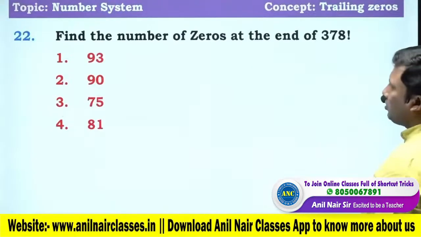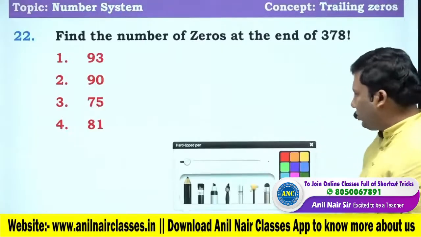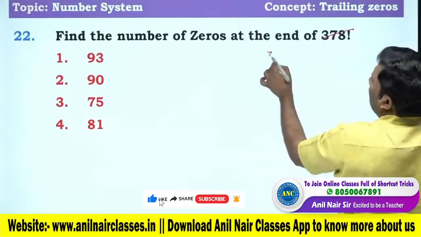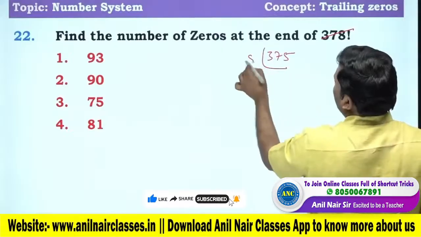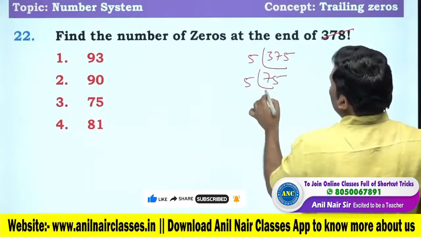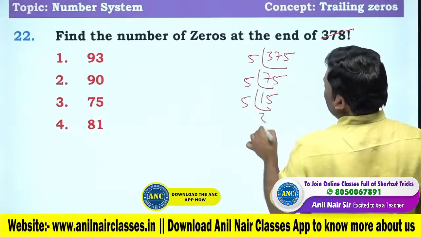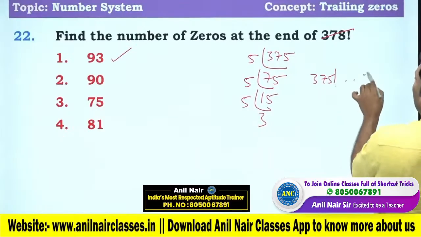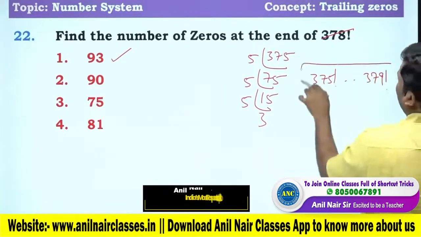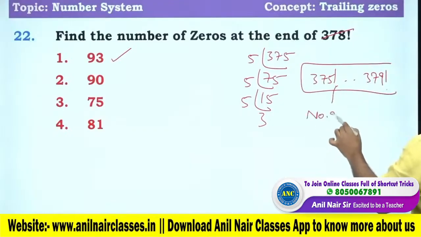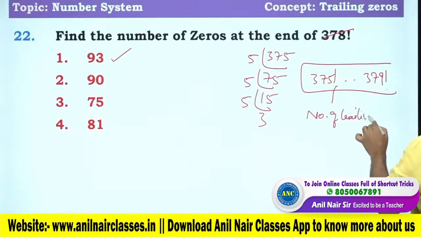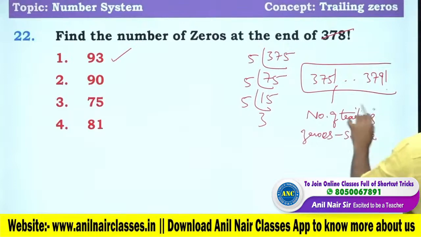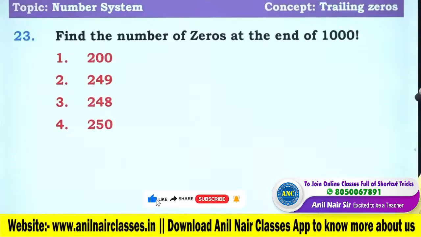All the trailing zeros questions. Now see here. Find the number of zeros at the end of 378 factorial. I will do it with 375. It will be easy. 5 17s, 5 15s, 5 3s. Answer is 93. Why? Because from 375 factorial till 379 factorial, the number of trailing zeros will be the same.